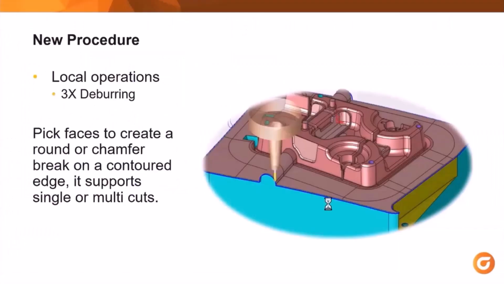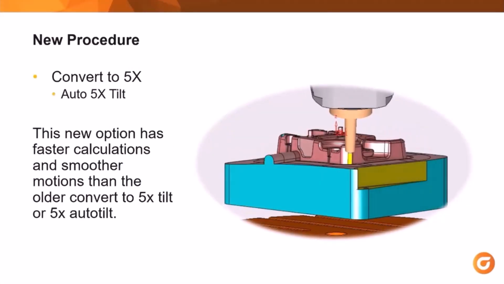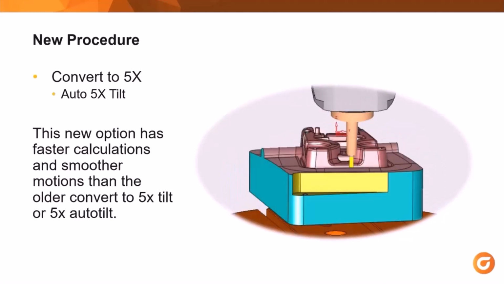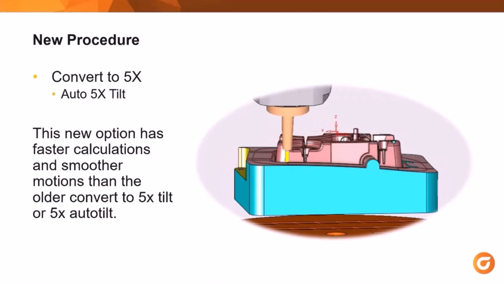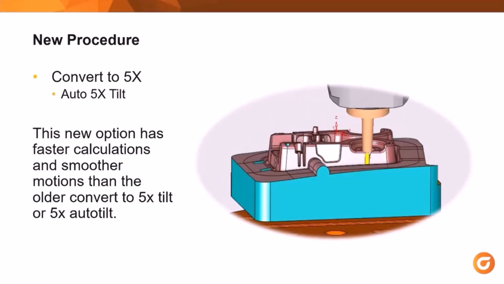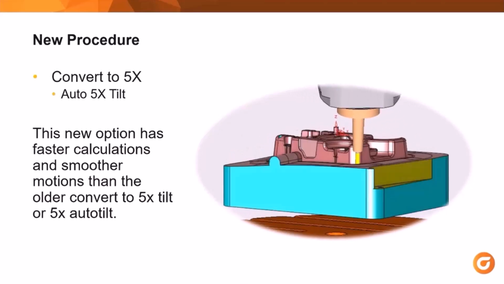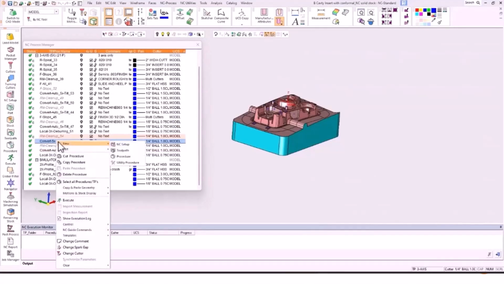Let's go to the next item. There's a new procedure in Convert to 5X, Auto 5X Tilt. This new option has faster calculations and smoother motions than the older Convert to 5X Tilt or 5X Auto Tilt. Let's take a look at that. I have two identical remachine procedures, 54 and 56. The Convert 5X Tilt 55 is the old.